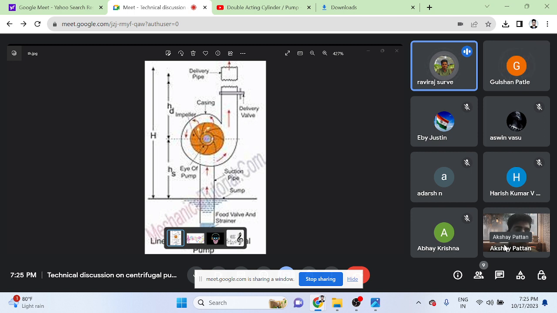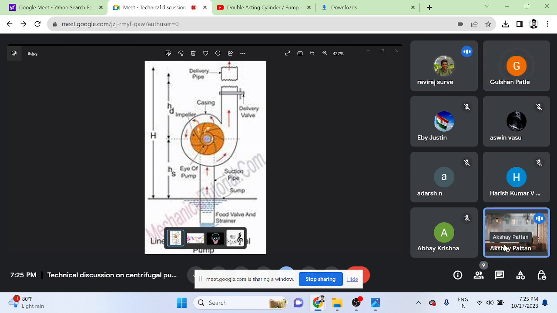Yes, correct. So there are actually two types of seals. One is the mechanical seal, and another one is gland packing. So where is the mechanical seal used and where is the gland packing used? Any idea, guys?